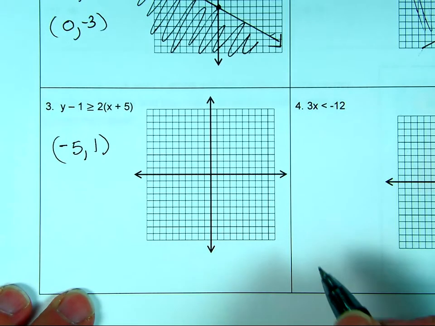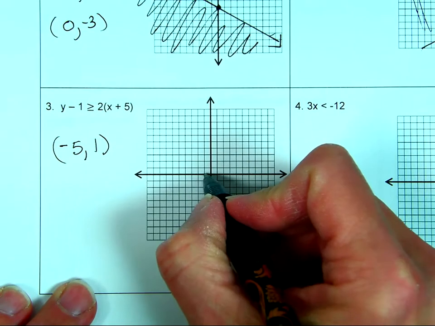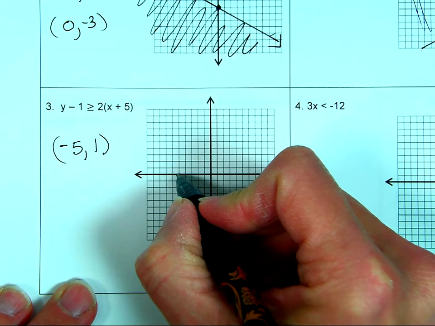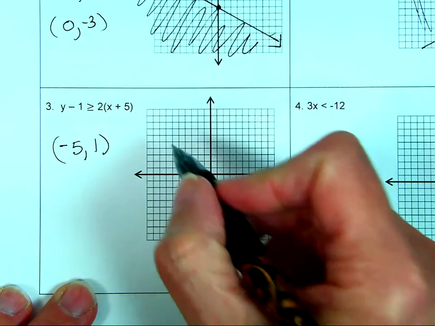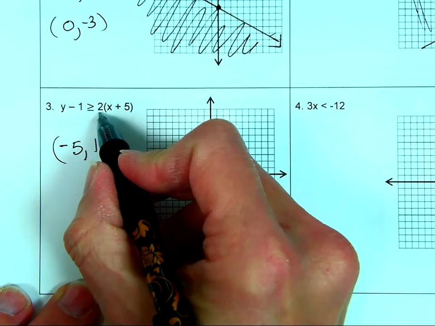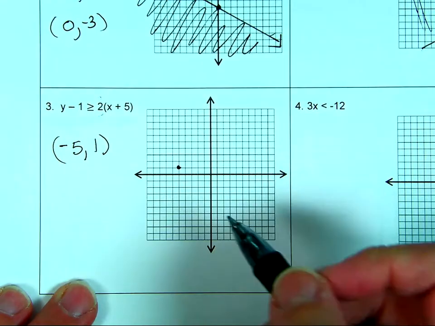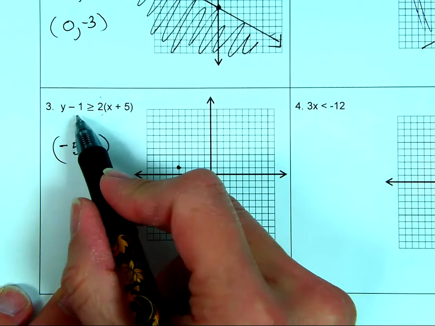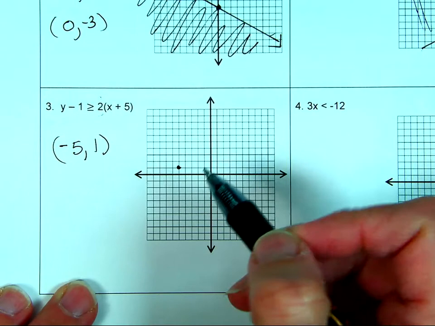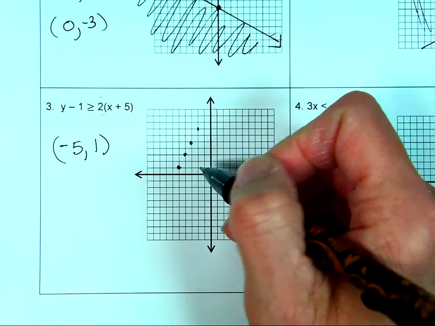The first thing we do then is graph that. 1, 2, 3, 4, 5, and then 1. So negative 5, 1. It's a solid line. Our slope is 2. Remember, in point slope form, this is your slope, and the x and the y coordinates are the opposite of what you see there. So now we use our slope, up 2 over 1, up 2 over 1, and it's a solid line.